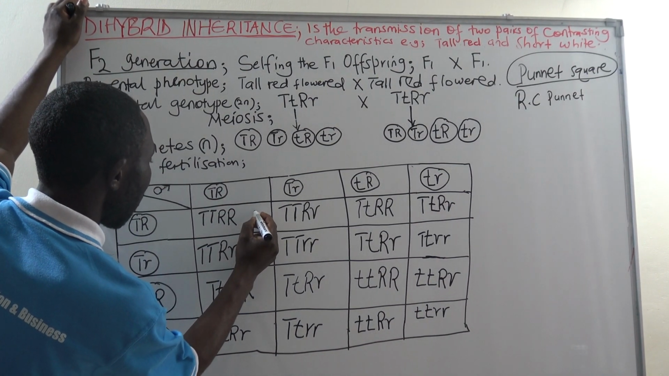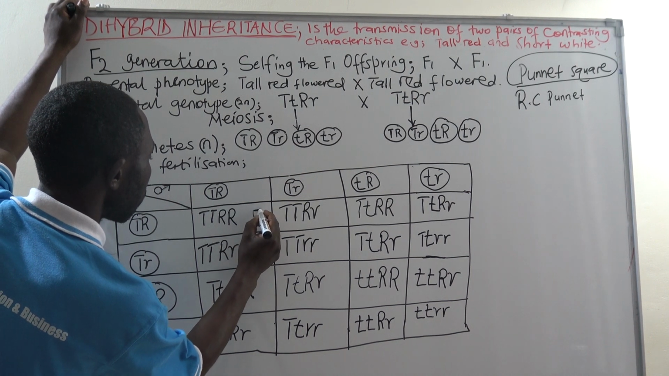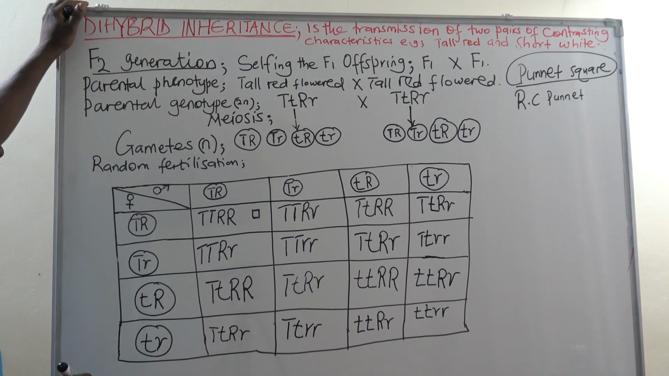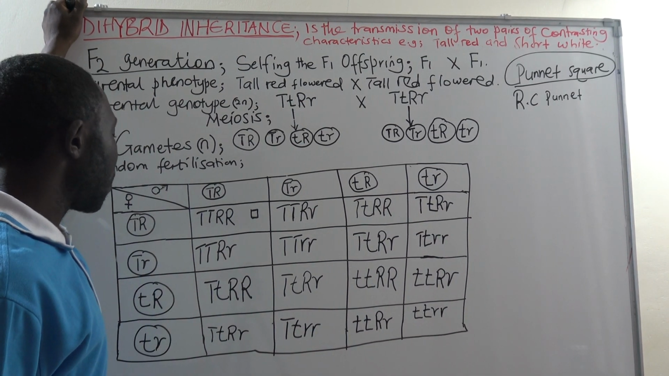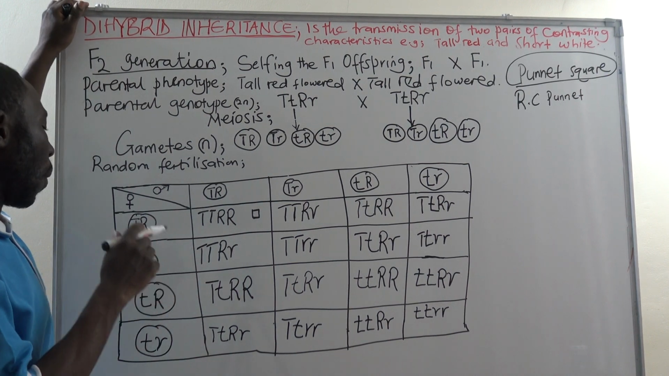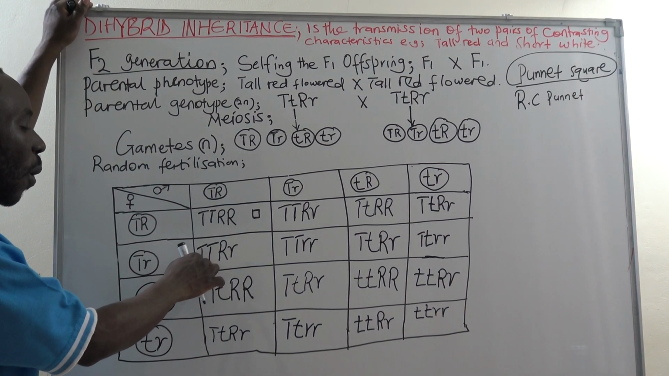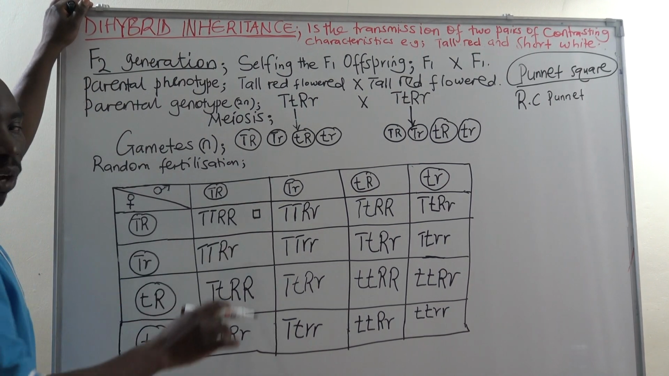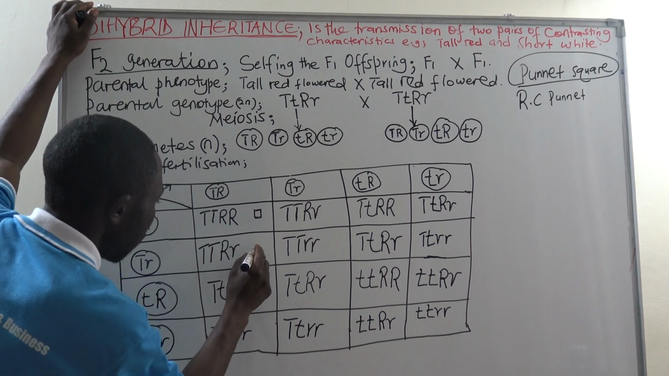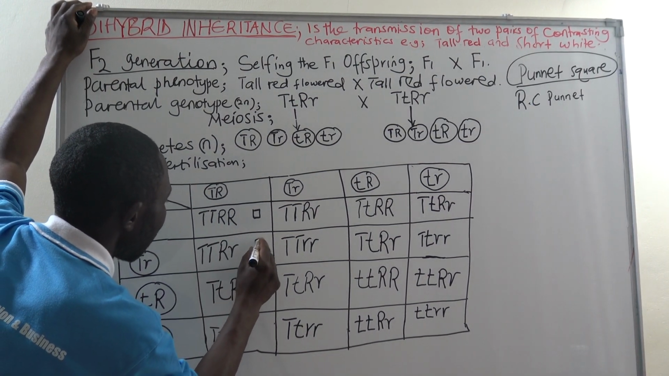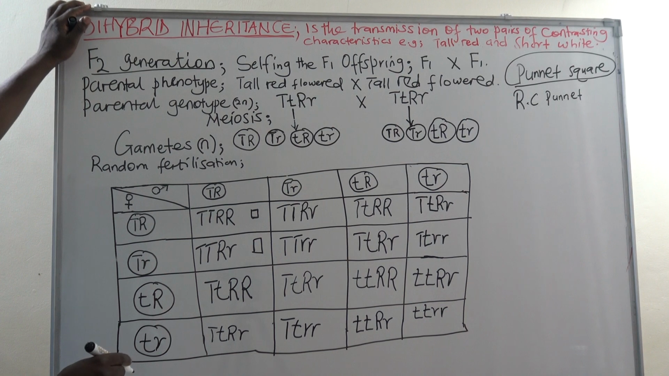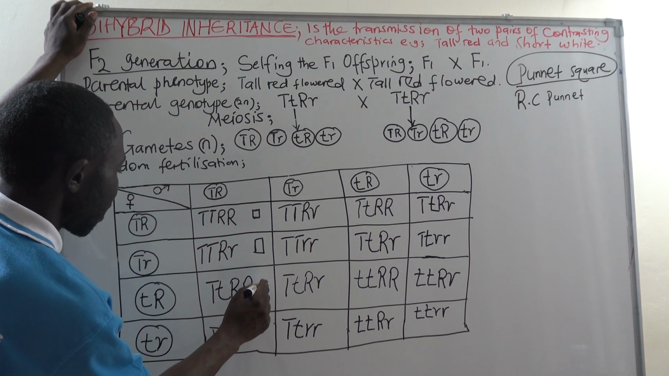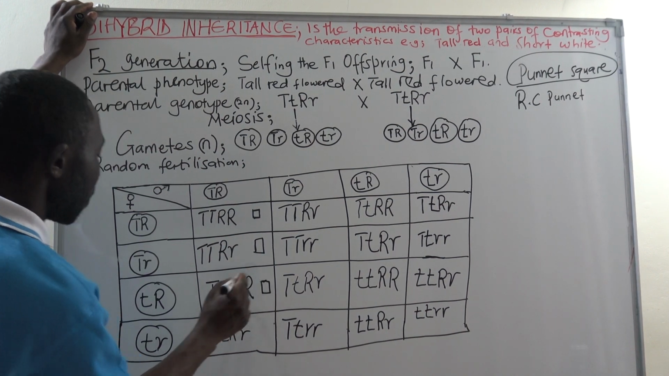If I give it that mark as shown on the board, any plant or individual which will be tall and bears red flowers, I'm giving it that identifiable mark. The same applies to this one here. It's also tall and will bear red flowers. The same applies to this one here. It will be given the same mark shown on the board.